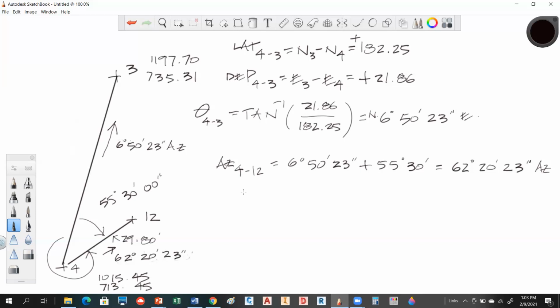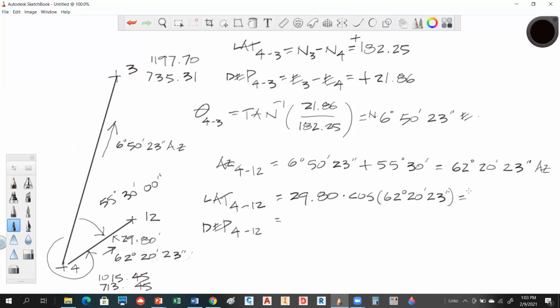That's the departure. From latitude from 4 to 12 and departure from 4 to 12. So again, same equation. And this is my direct routine, what I'm doing right now. So I know my distance, 2980 times the cosine of my direction, 62, 20, 23.